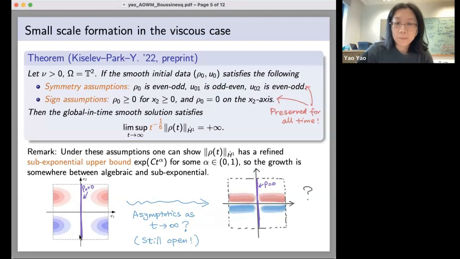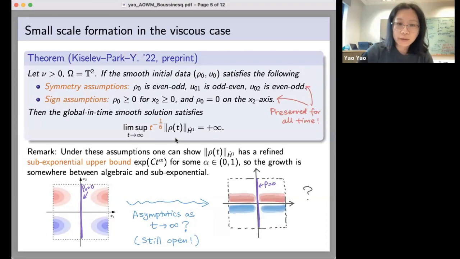Because by the symmetry of the velocity field, this vertical line and actually the horizontal line will remain streamlines for all time. So it means that if a particle starts here, it has to live on this vertical line for all its life. And therefore, because the density is preserved along the particle trajectory, rho will be equal to 0 for all time.